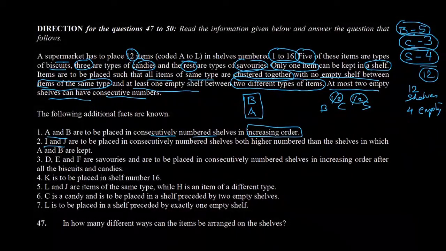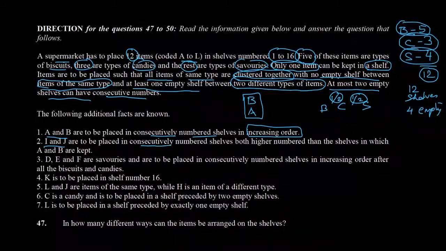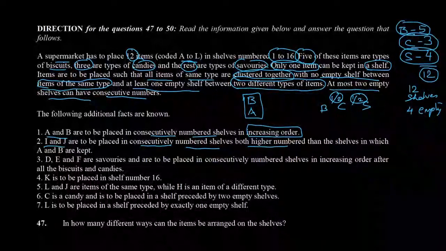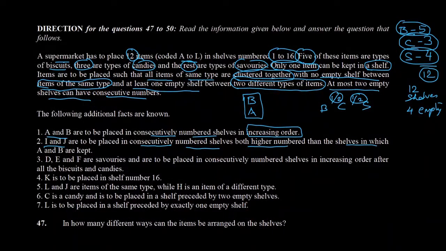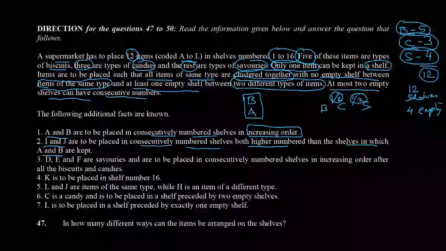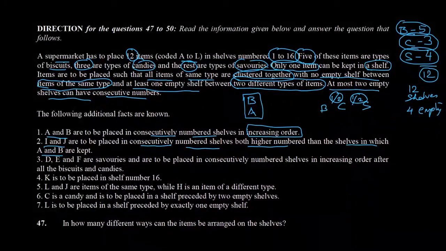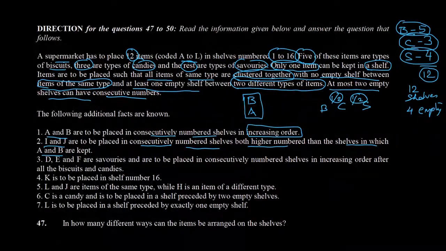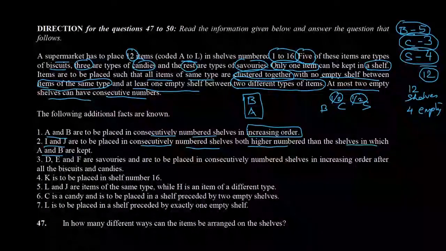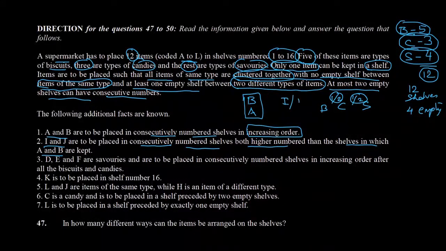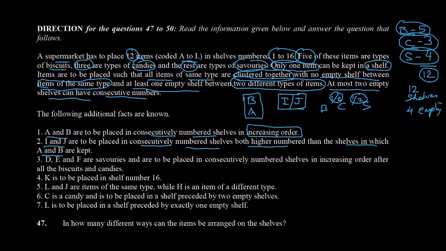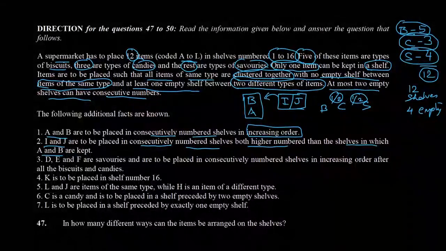I and J are to be placed in consecutively numbered shelves, both higher numbered than the shelves in which A and B are kept. Now notice that it is not told that I and J would be in increasing or decreasing order. So I and J will be together in some order. We'll see what that order is, and they will be both above A and B.